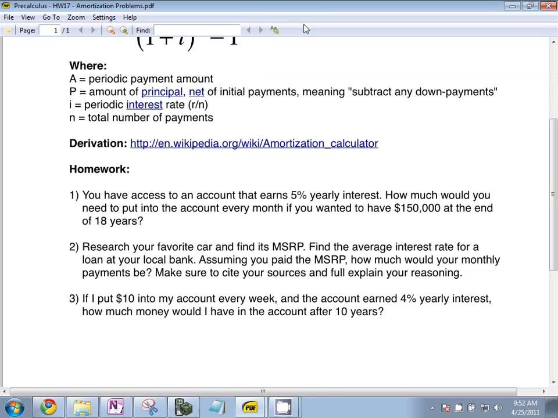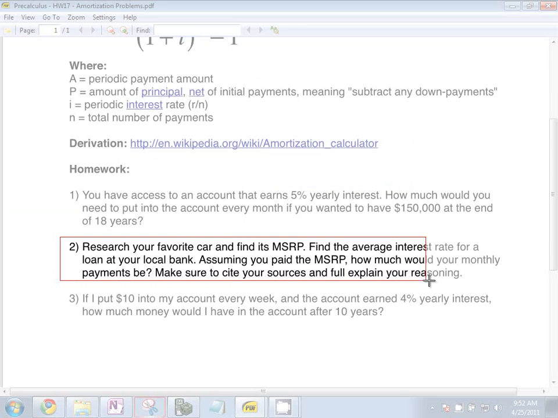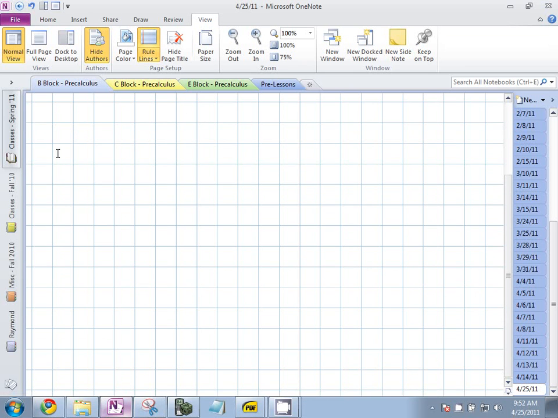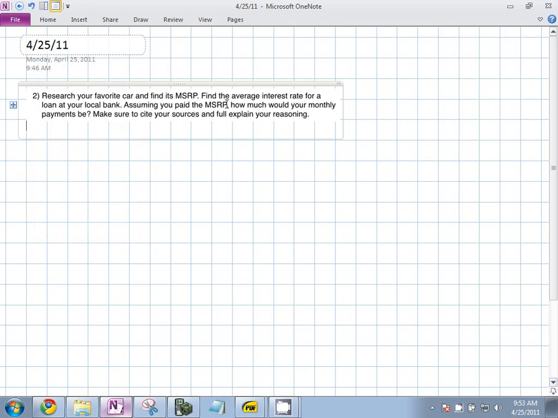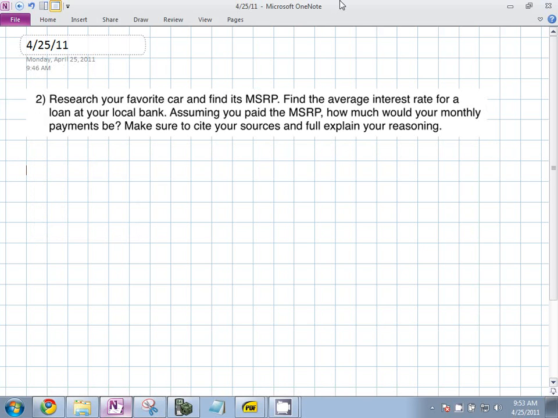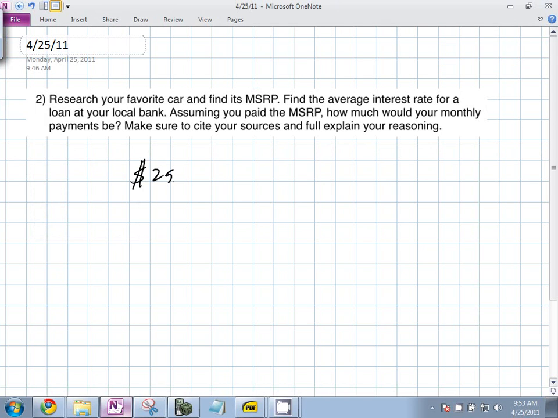This second one is the easiest because you can actually just plug it straight into the equation. So you had to research your favorite car, and what is MSRP? Manufacturer suggested retail price. That's exactly right. So what's our suggested retail price going to be? $25,000? Okay, that's fine. So you have a $25,000 car.